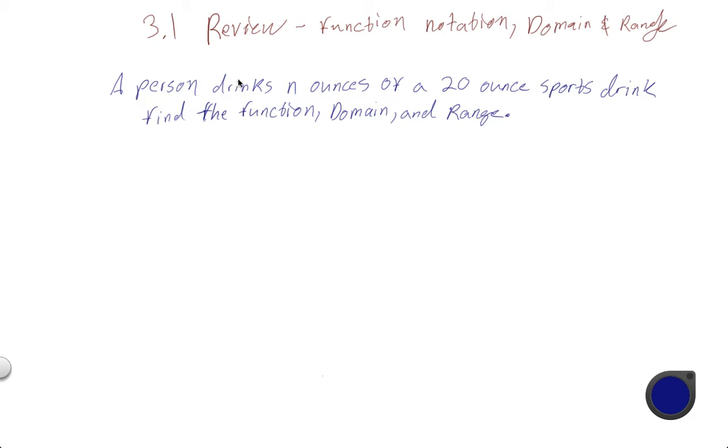Okay, so a person drinks n ounces of a 20-ounce sports drink. If I'm going to write this, I want a function, and the function is going to represent how much of the sports drink is left. So I'm just going to use our standard f, and I'm going to use n for my independent variable. So a function based off of n is equal to, well, I'm drinking it, which means it's going down. So negative n, that's the number of ounces, plus 20, and that's the initial amount of the ounces.